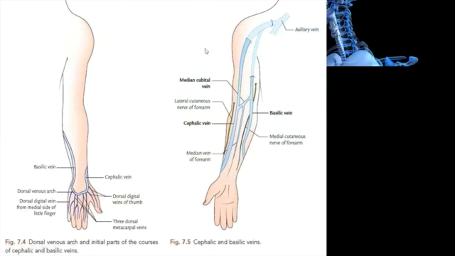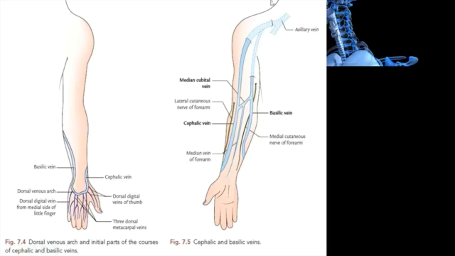Next slide. This is the figure showing the venous drainage of the upper limb. There are some superficial veins and deep veins in the upper limb. What are the superficial veins? The basilic vein medially and the cephalic vein laterally are superficial veins, and the vein connecting these two is called the median cubital vein. This median cubital vein will be asked in the viva examination. It is important for intravenous injection, infusion, and blood transfusion.